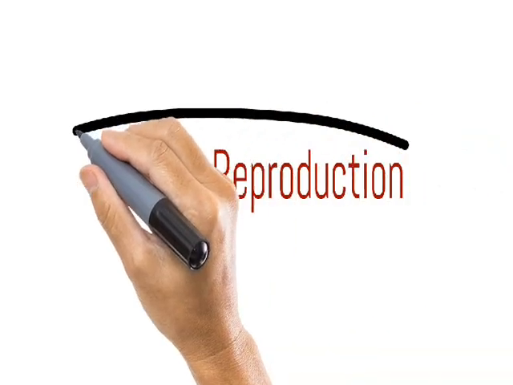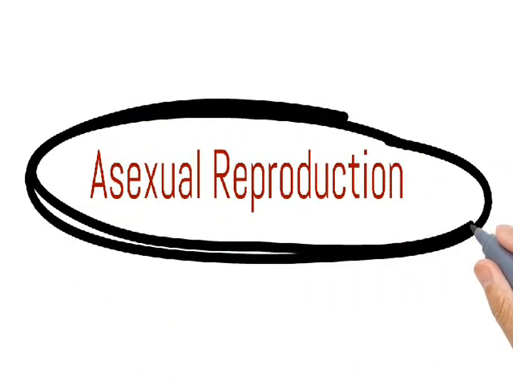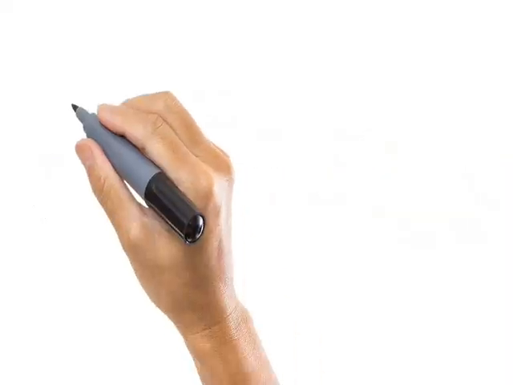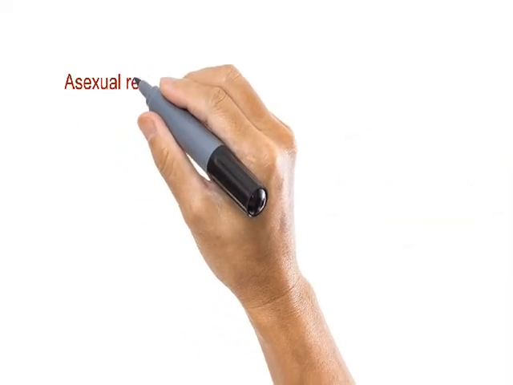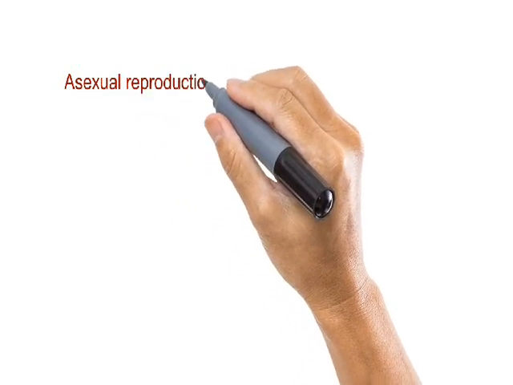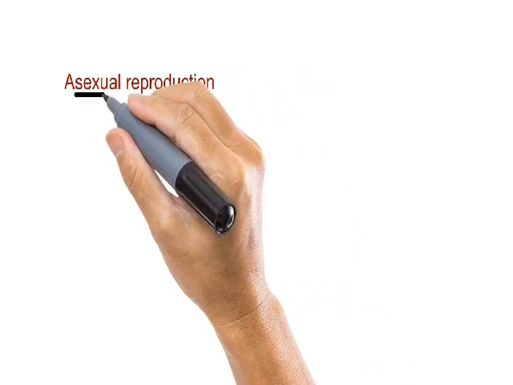Hello friends, today we will learn the concept of asexual reproduction. So asexual reproduction is basically a mode of reproduction that is not sexual, and that's why it is called asexual reproduction. So what is sexual reproduction?